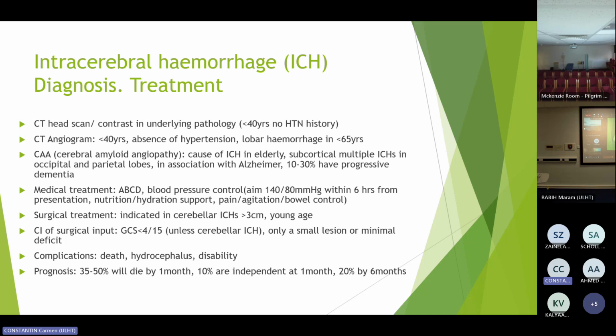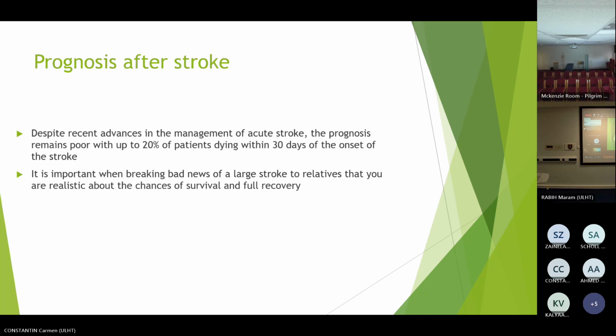And from prognosis point of view, up to 50% will die within a month. 10% are independent at 1 month, unfortunately just 10%, and 20% by 6 months. So it's a long rehab journey.